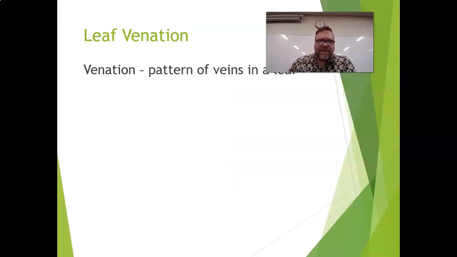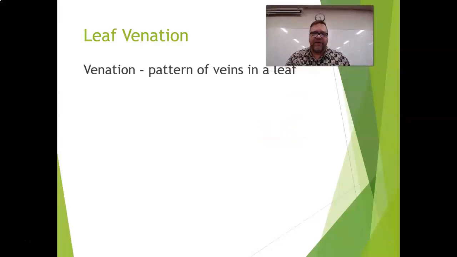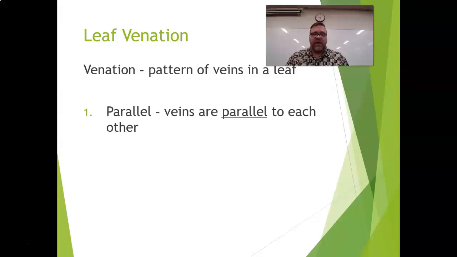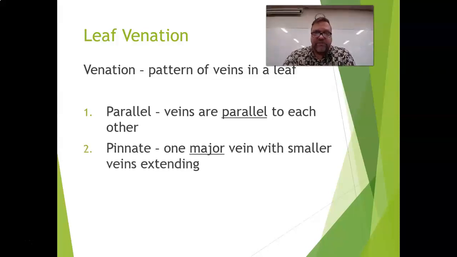Let's talk about venation. Venation is the pattern of veins within a leaf. Just like we have veins in our body, leaves also have veins. The veins carry nutrients, they carry water, they carry sap to and from. And so there are different arrangements. There's parallel, where the veins are parallel to each other. There is pinnate, one major vein with smaller veins extending.